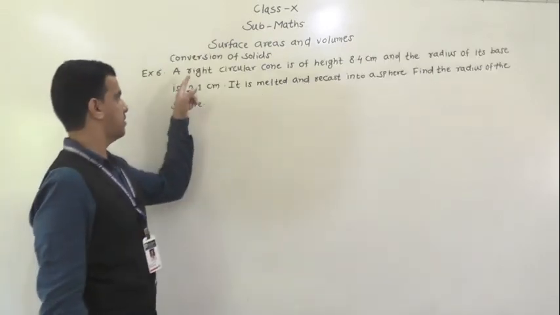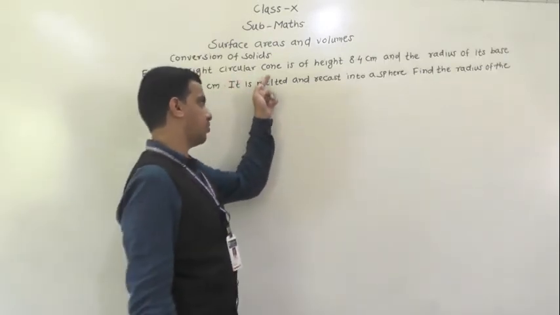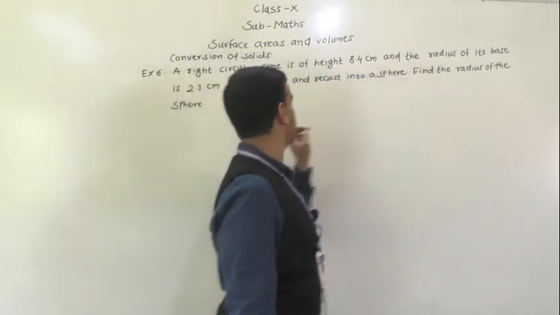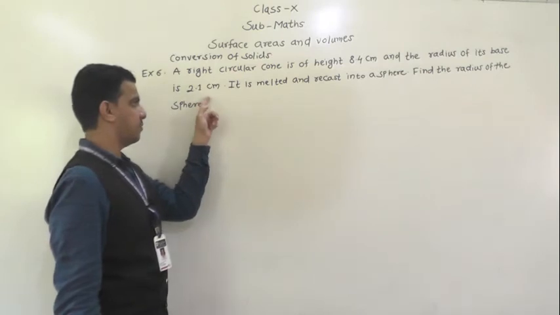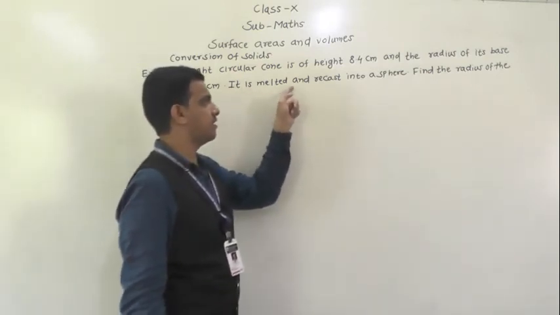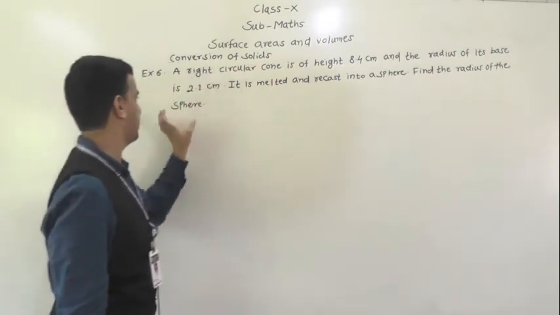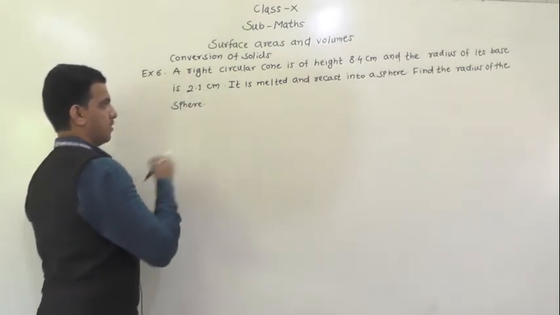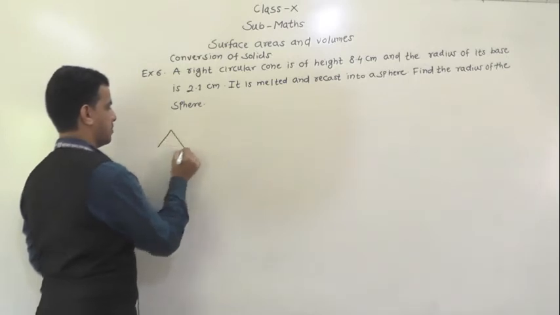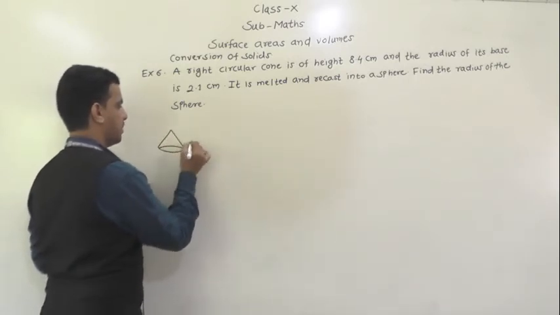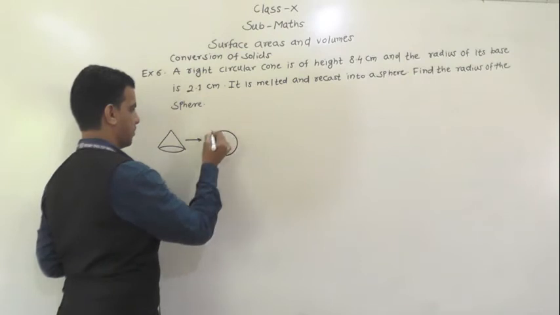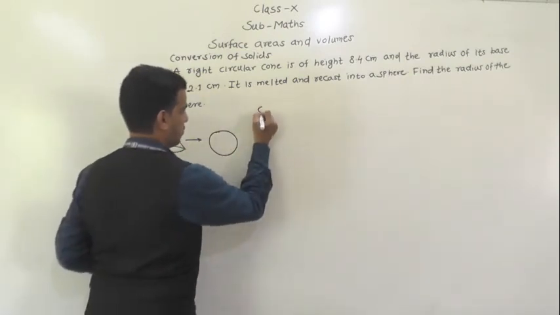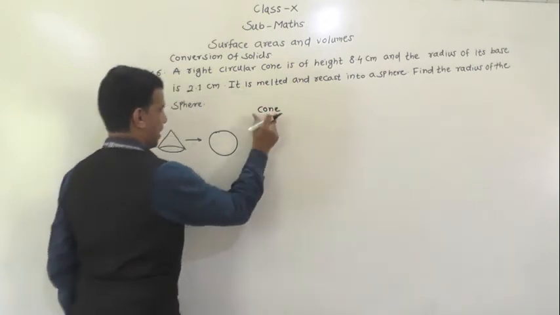The next example: a right circular cone is of height 8.4 centimeter and the radius of its base is 2.1 centimeter. It is melted and recast into a sphere. Find the radius of the sphere. Okay, the cone is melted and recast into a sphere. This is the cone and this cone is melted into a sphere. So the volume of the cone is equal to the volume of the sphere.